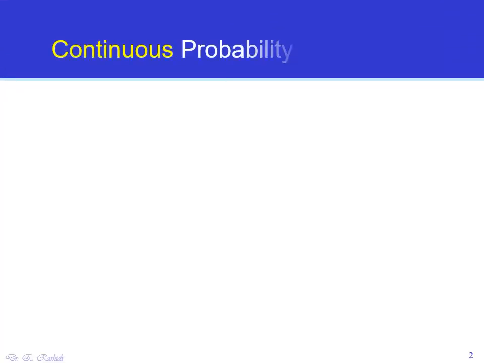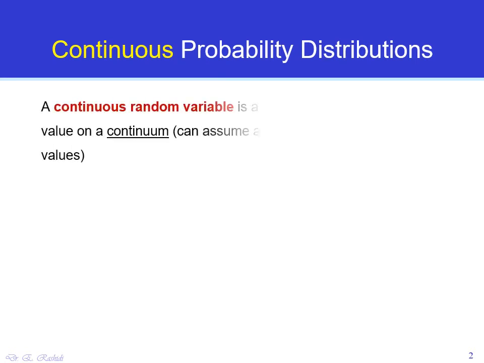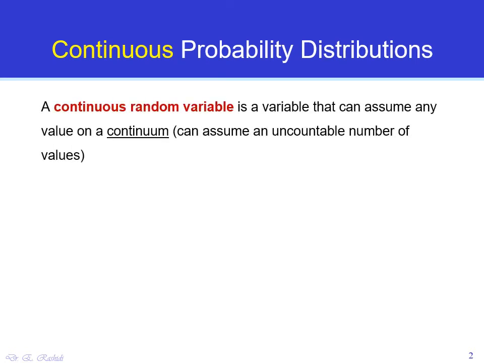Continuous probability distribution. A continuous random variable, if you remember, is a variable that can assume or take any value on a continuum, meaning it can assume an uncountable number of values. Let's see some examples here. For example, the thickness of an item. It is a continuum. It can be any value. It can be 3.55669 and so on, infinitely.